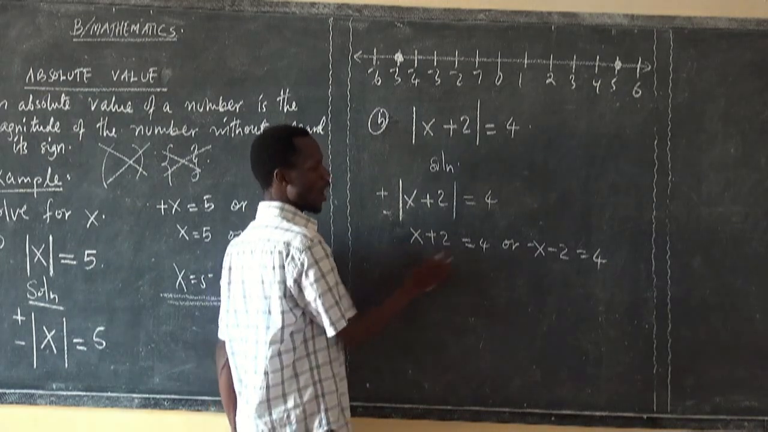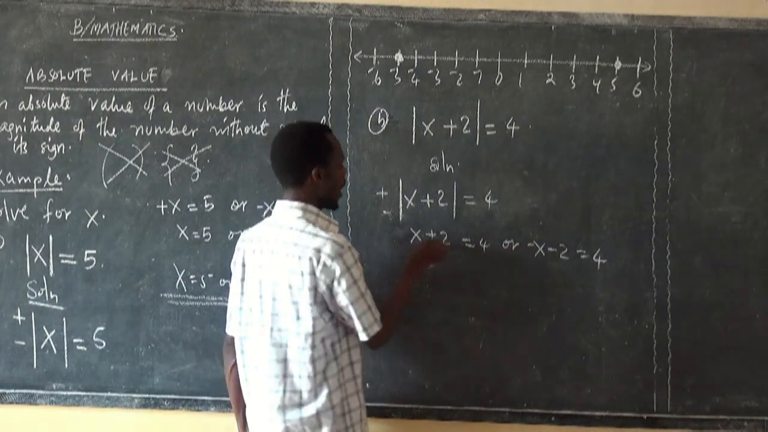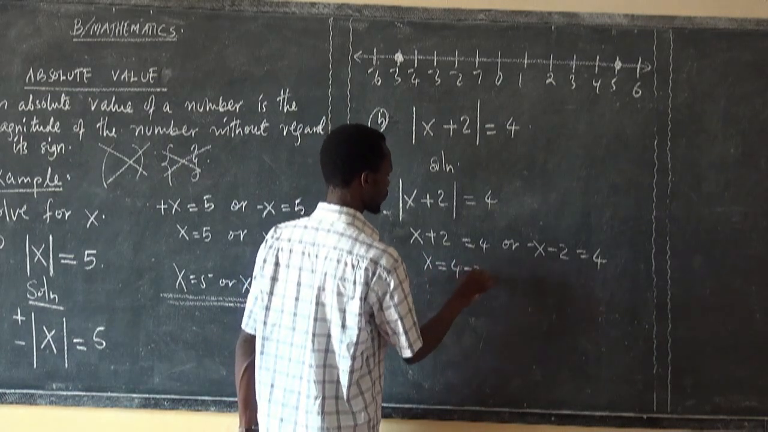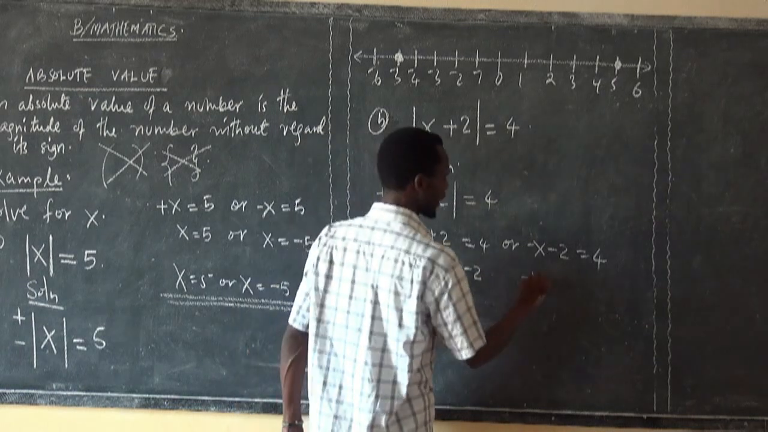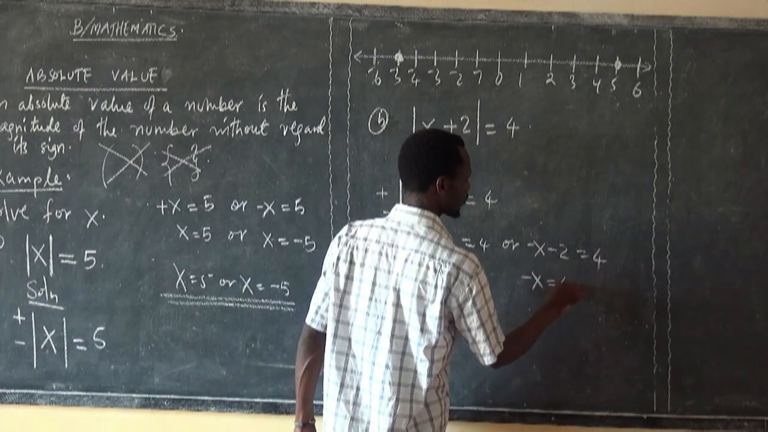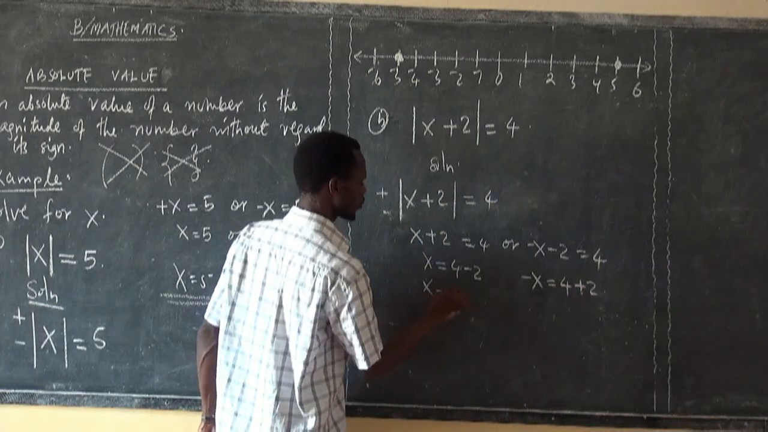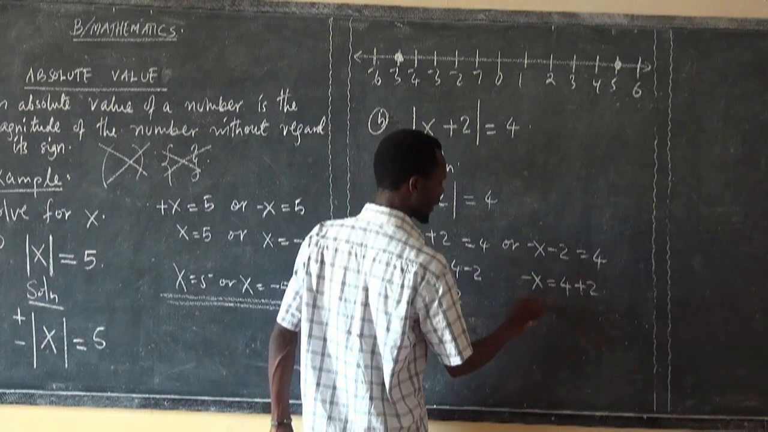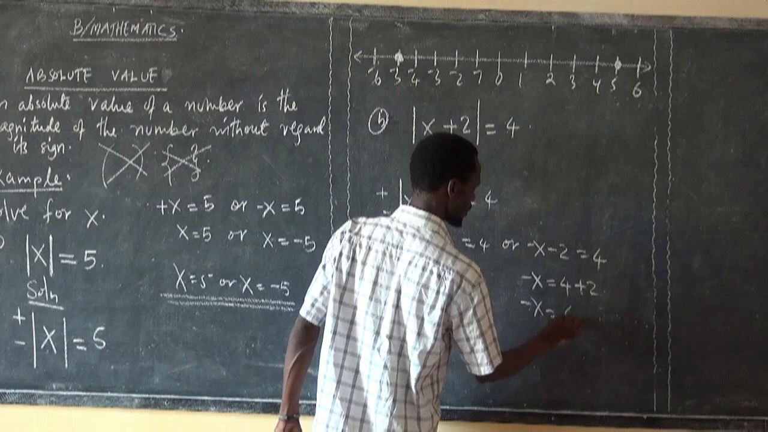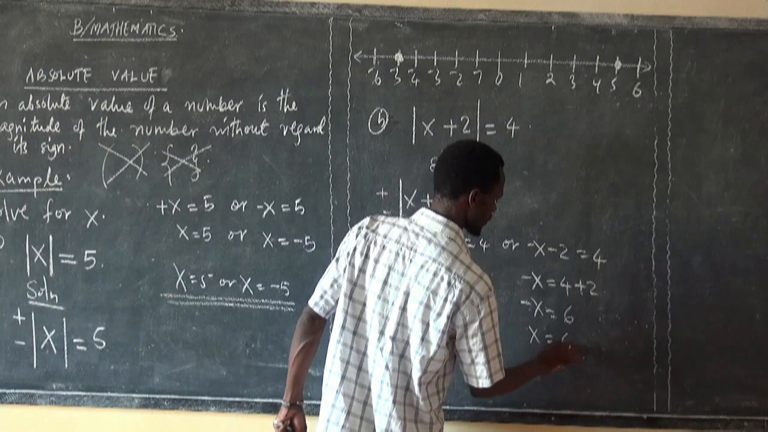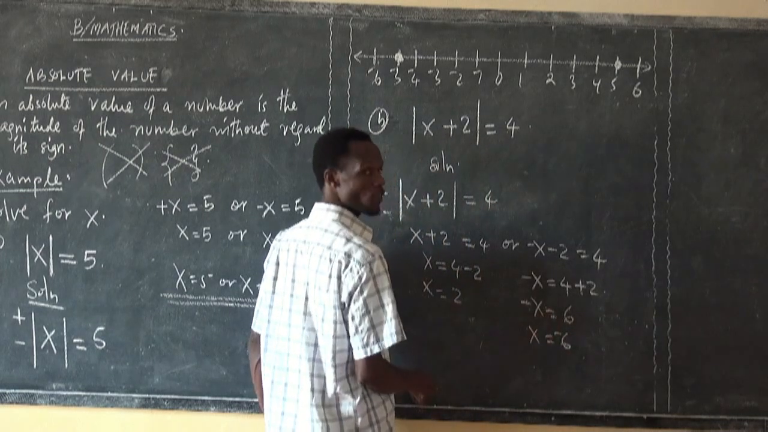Now here you have two equations. Now x is equal to 4 minus 2, then negative x is equal to 4 plus 2. Now x is equal to 2, or negative x is equal to 6. Here x is equal to negative 6, because we divide by negative both times.